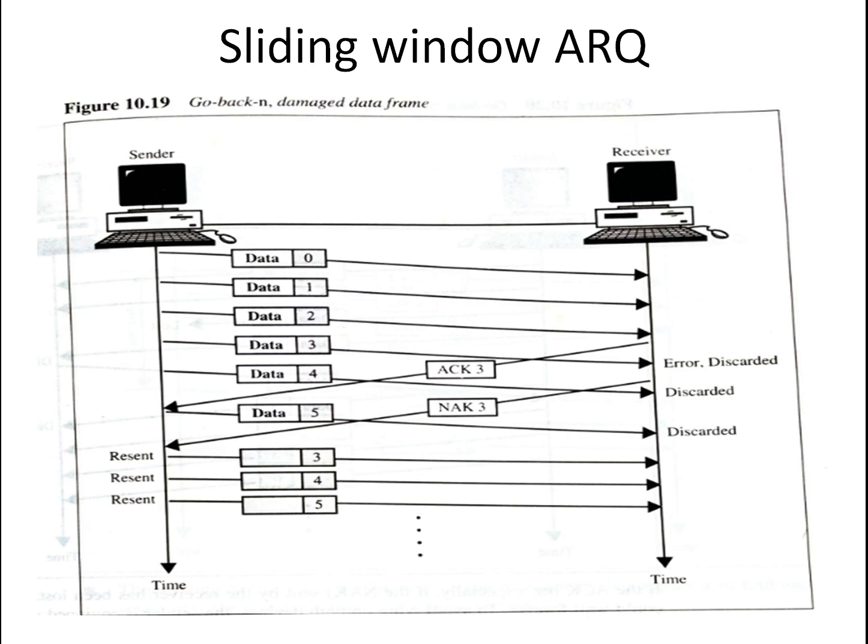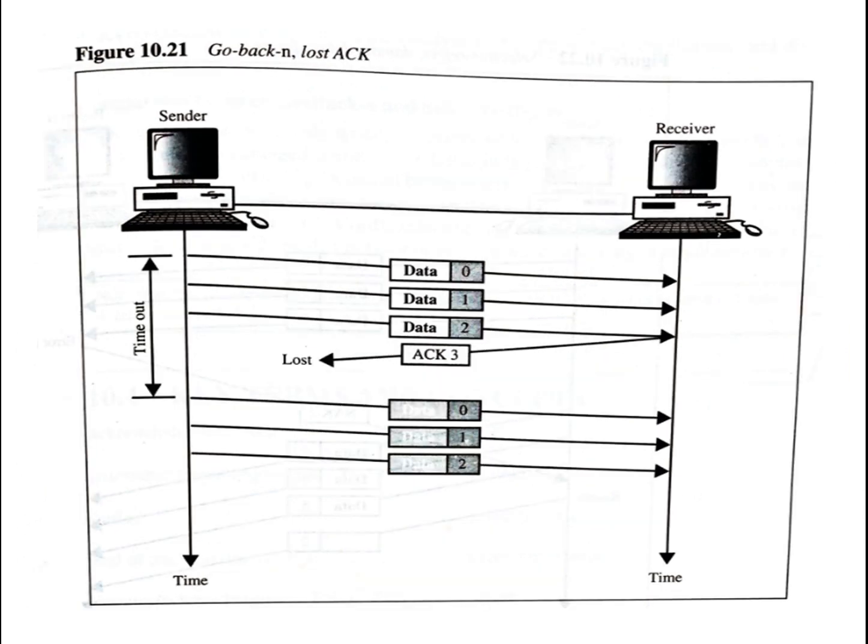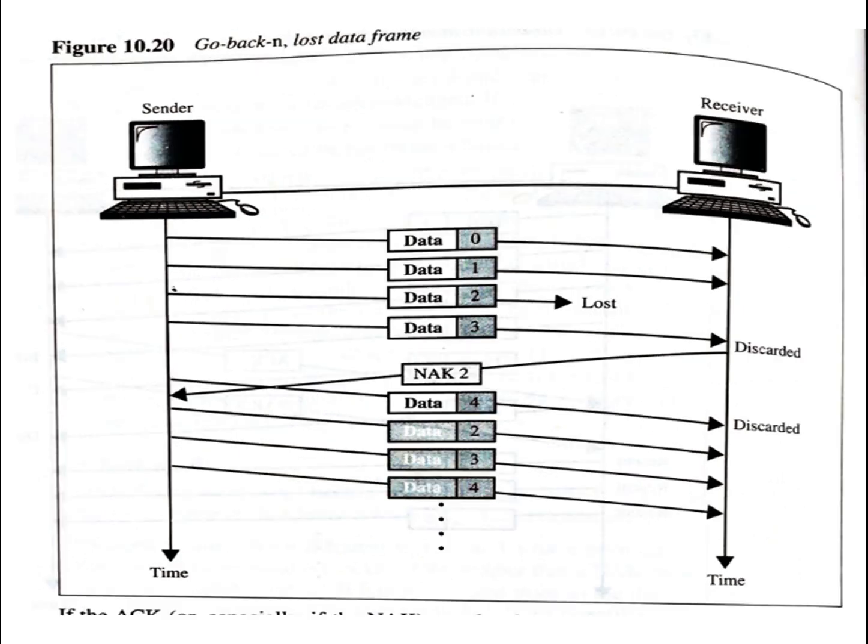For the data position whose negative acknowledgement came from 3, the remaining frames 3, 4, 5 will be resent. Again, in go back N with a lost or damaged frame, if data 2 gets a negative acknowledgement, we resend data 2, 3, 4, the remaining frames. Next, with lost acknowledgement 3, the entire data will be resent, frames 0, 1, 2. Again, go back N with a lost or damaged frame.